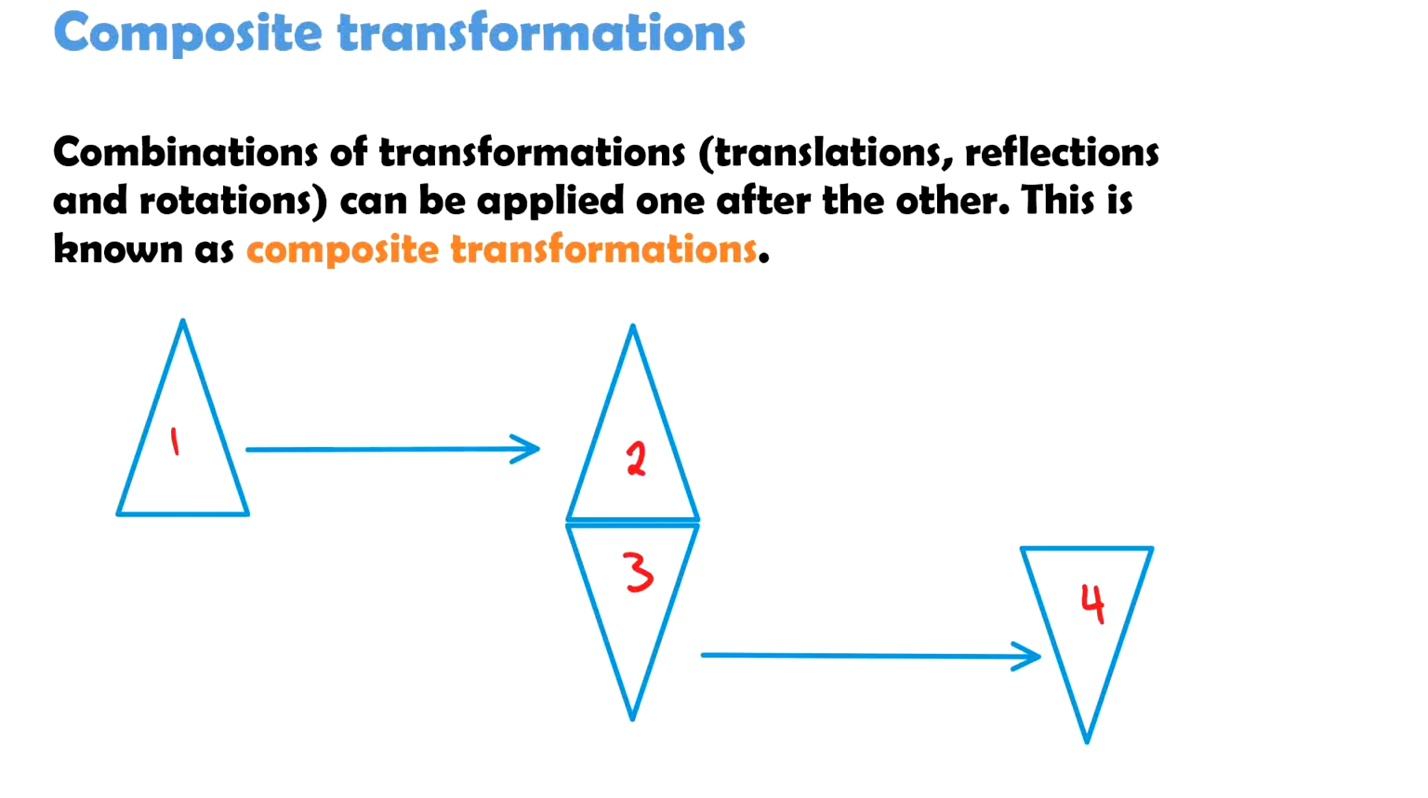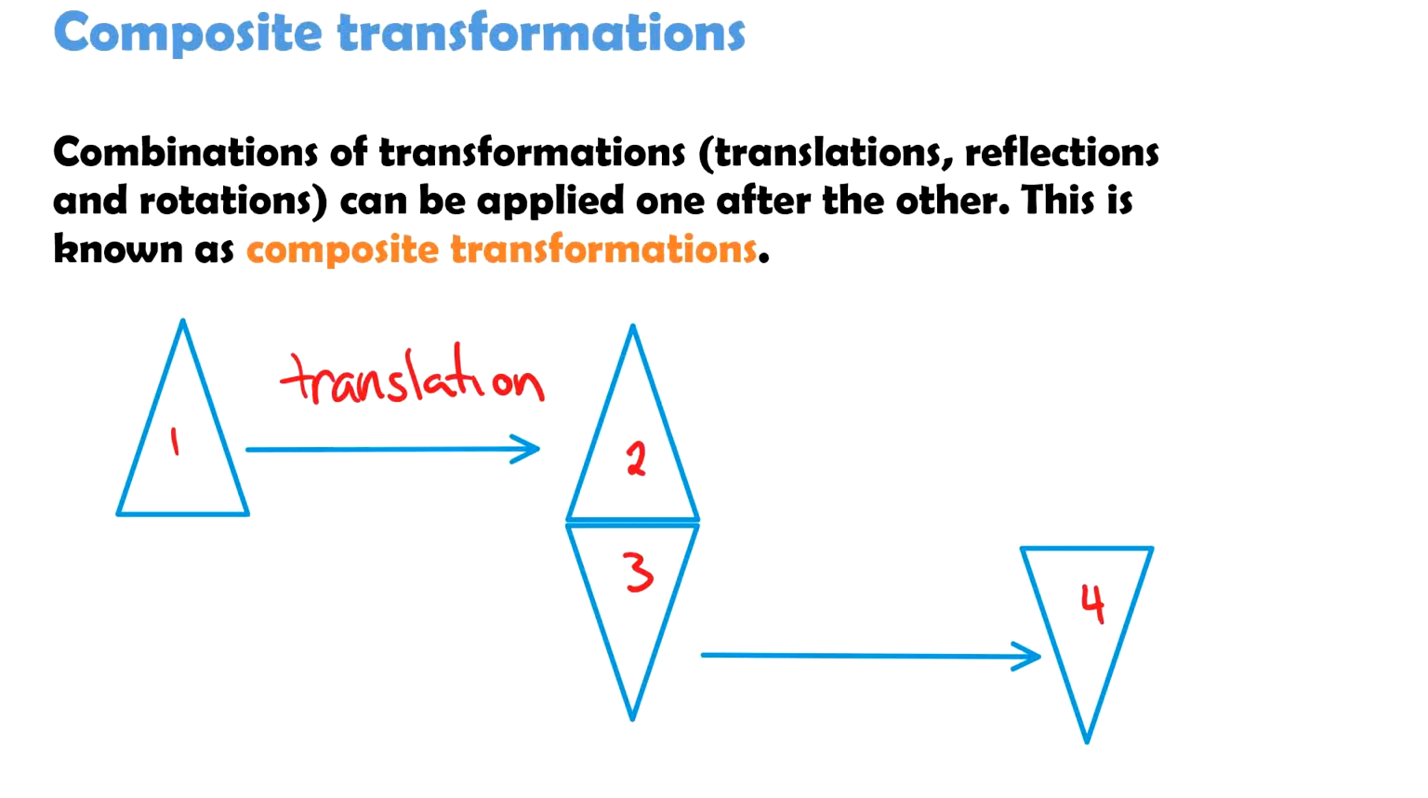So multiple transformations occurring. As you can see on your screen there, we've got a range of different shapes, and we're going to go through it and identify what's occurring each time. When we're going from shape 1 to shape 2, that is a translation, because we're sliding the shape. The triangle is sliding across the page.